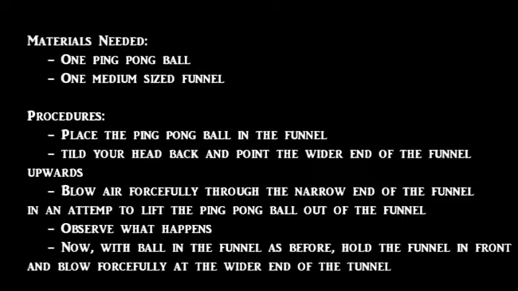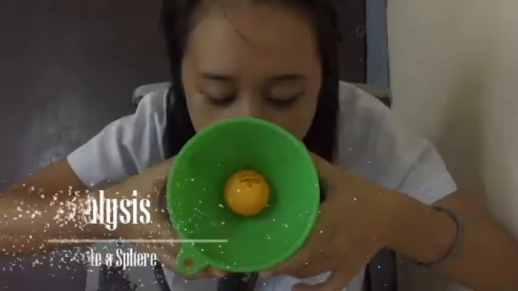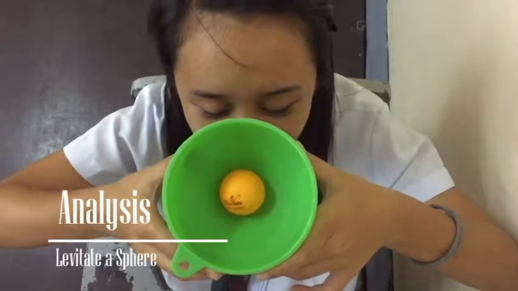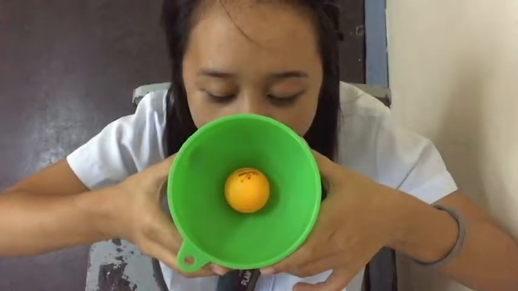Number 5, now, with the ball in the funnel as before, hold the funnel in front of you and blow forcefully across the top of the wider end of the funnel. In the fourth experiment, when the air was blown from the narrow end, the ball stayed in the funnel.